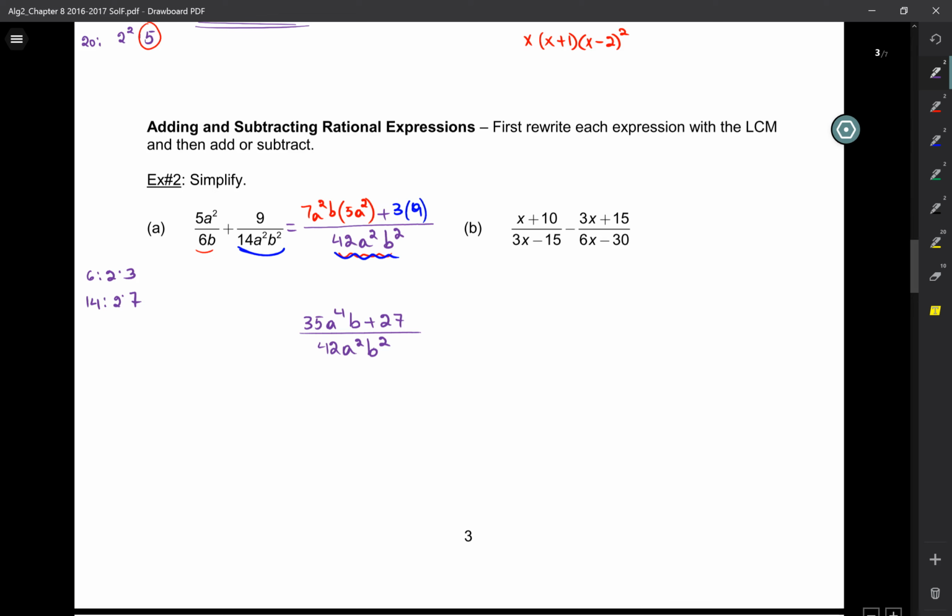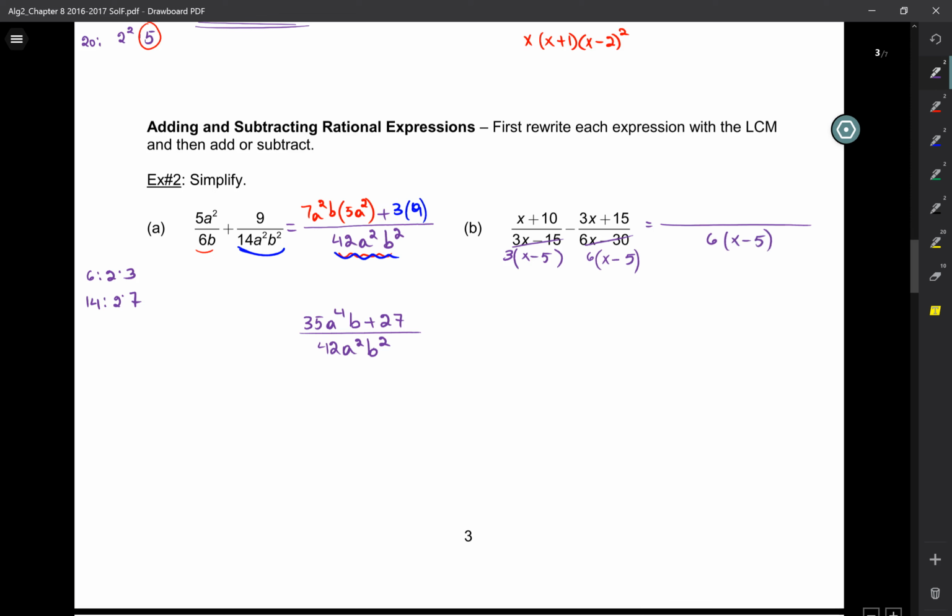Okay, so I factor out the 3 in the numerator and the denominator, and I get x minus 5. Here I factor out the 6, and I get x minus 5. So now, what's my common denominator? Well, between the 3 and the 6, what's the lowest number both of them can go into? 6, and I need an x minus 5.